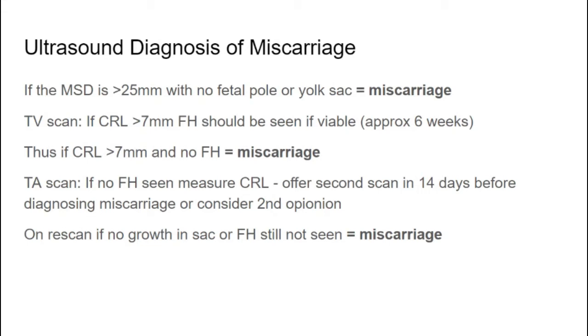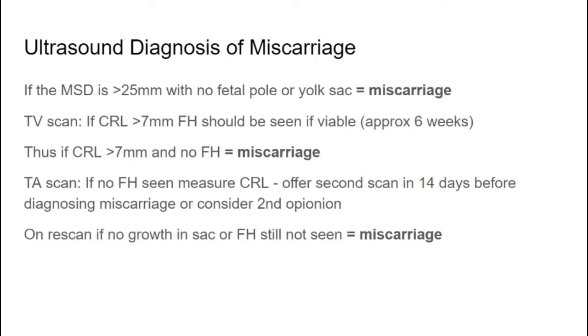If you can see a fetal pole within the sac on a transvaginal scan, if you've got a CRL of greater than 7 millimeters, you should definitely be able to see a heartbeat. And this usually equates to around 6 weeks gestation. So if you've got a CRL of greater than 7, you can't see the fetal heart, then you would diagnose a miscarriage. Sometimes you might not have great views, or the measurements might not be accurate, in which case you can always offer a rescan.